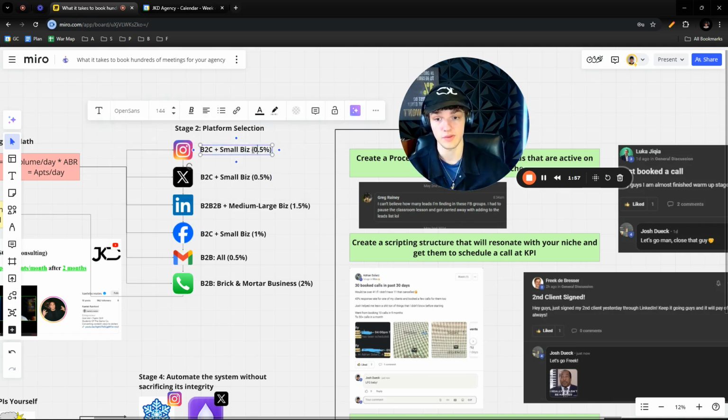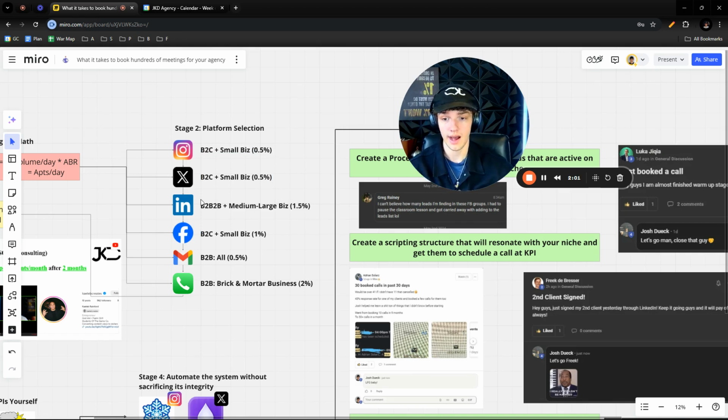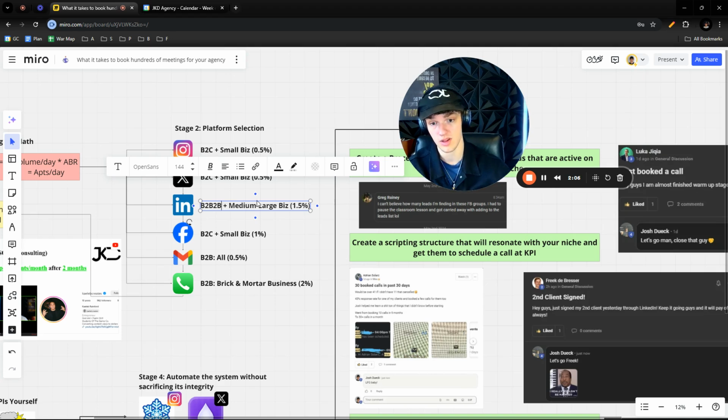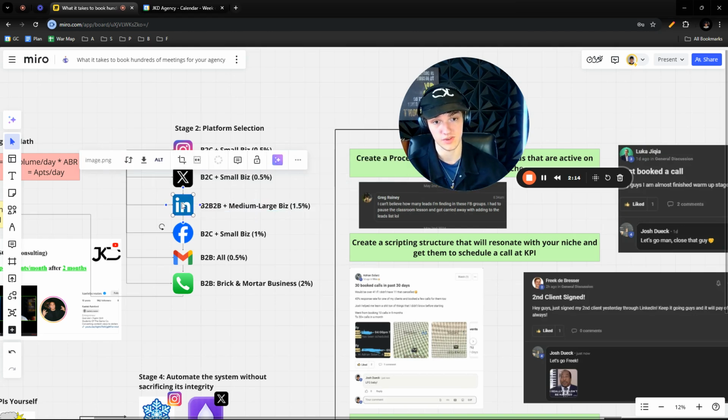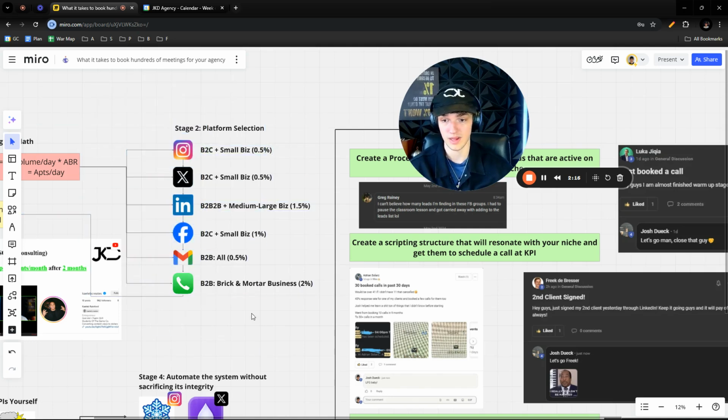And these are the average KPIs, the average appointment booking rates that actually come with these platforms, okay? If you are targeting B2B or medium to large size businesses, you're going to be able to get a 1.5% appointment booking rate on average. The thing with LinkedIn is you're not able to send as much volume as the other platforms, which makes it a little bit more tricky.